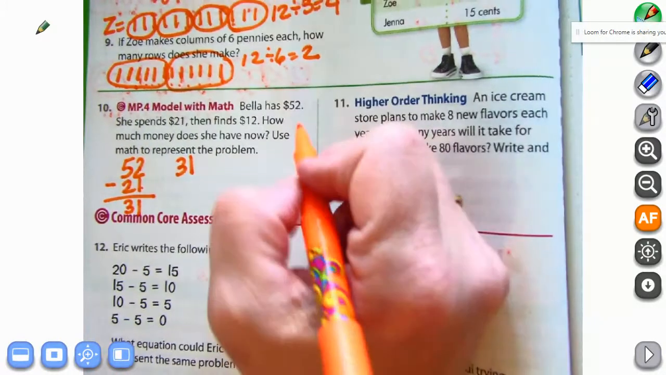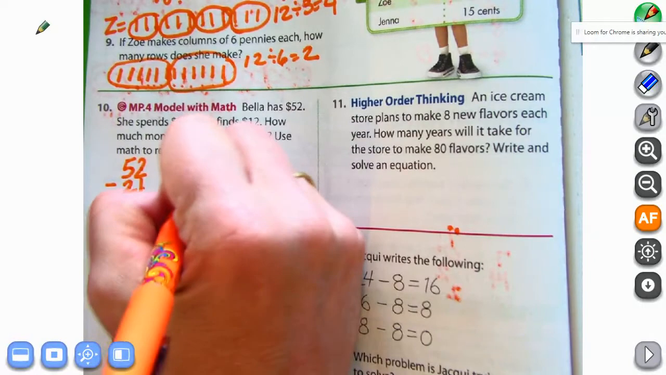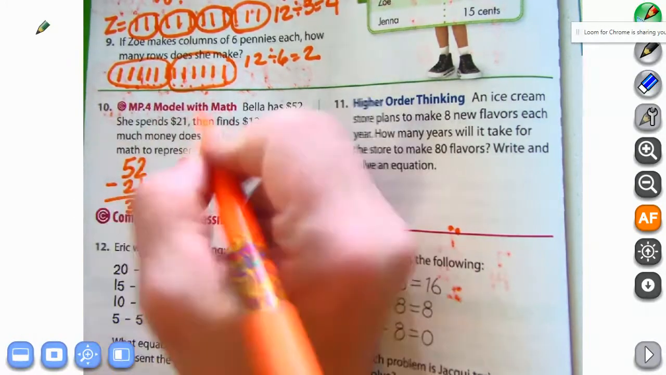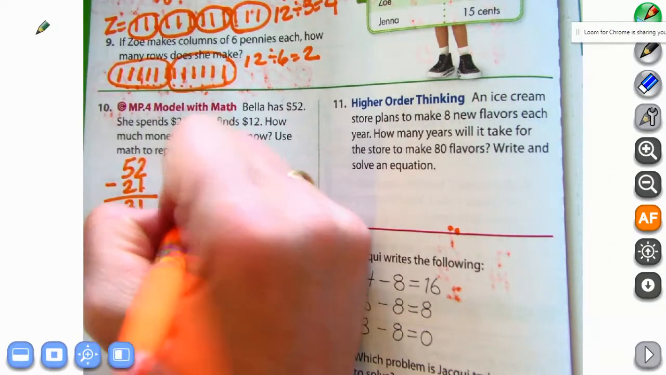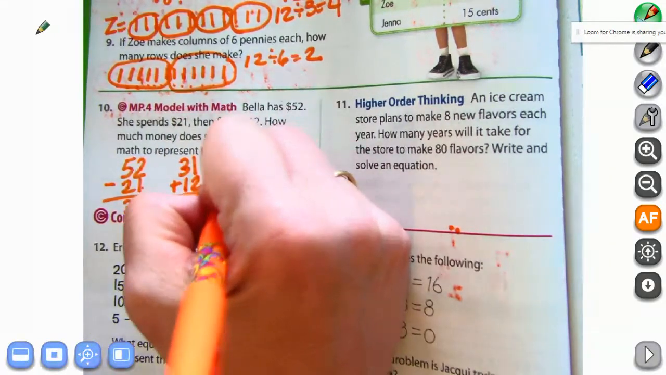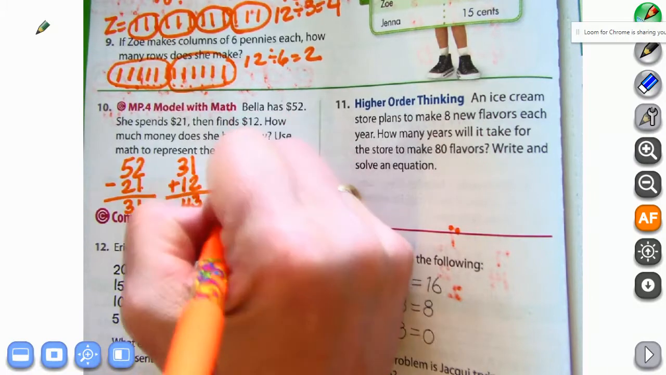But then she finds 12. Maybe it was in her pocket and she didn't realize. So we're going to add that together. 1 plus 2 is 3. And 3 plus 1 is 4. So she has $43 now.